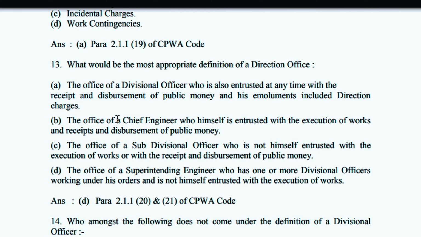Number 13. What would be the most appropriate definition of a direction office? So direction office, this is the answer. The office of superintending engineer who has one or more division officers working under his orders and is not himself entrusted with the execution of work. This is the answer.